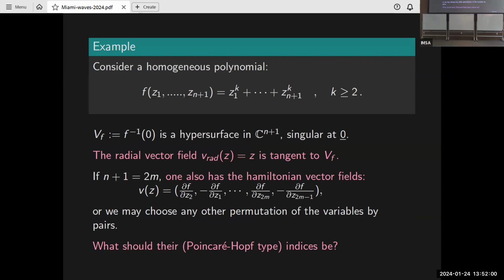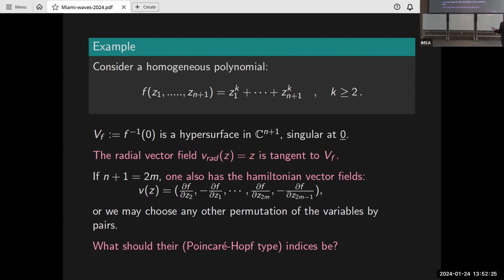Okay, let's take an example. Take a homogeneous polynomial. Then being homogeneous, all straight lines through the origin are tangent to the set, because it's homogeneous. Then if you take the radial vector field, it's automatically tangent.